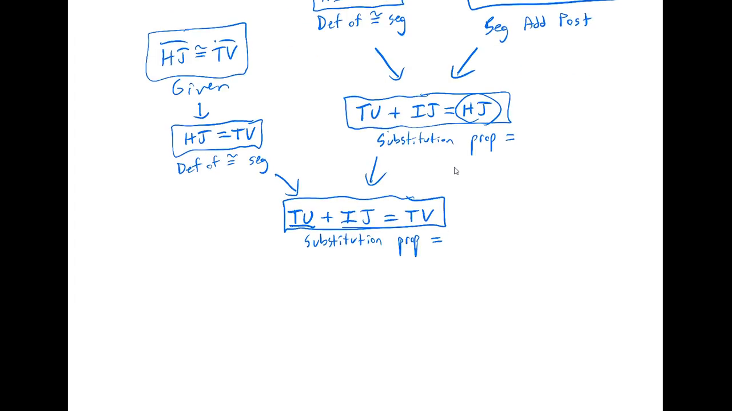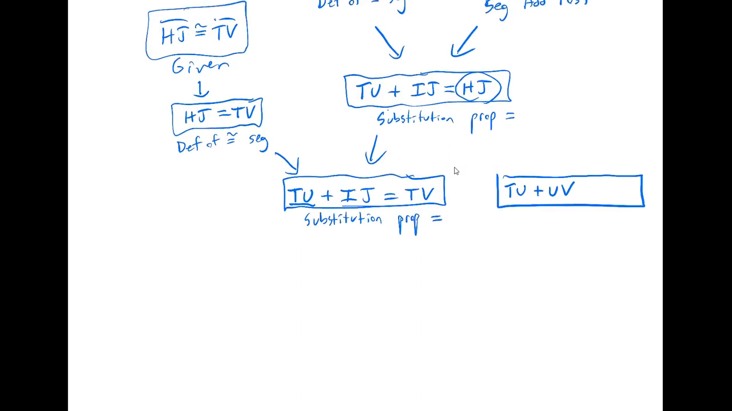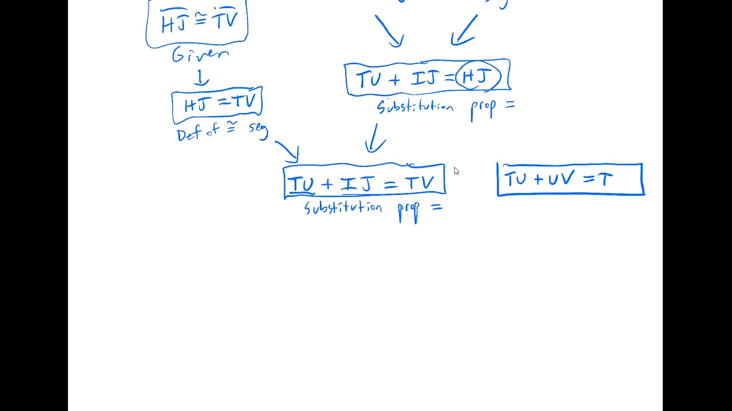So over here, I'm going to say, I also know, I'm not pulling this in from other places, I also know that TU plus UV, that's just piece plus piece, T to U and U to V add up to the whole thing TV. That's the segment addition postulate. That's piece plus piece adds up to whole. And now we can put these two together because they're both equal to TV.